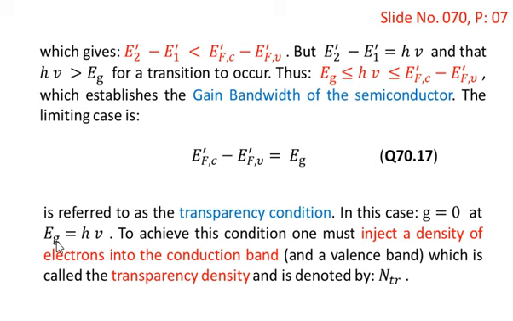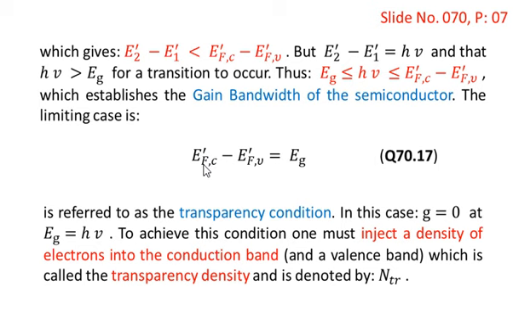Because if you supply the energy of the incident beam equal to Eg, then there will be no transitions, because this quasi-Fermi level, which is EFc prime, is lying at the bottom of the conduction band.